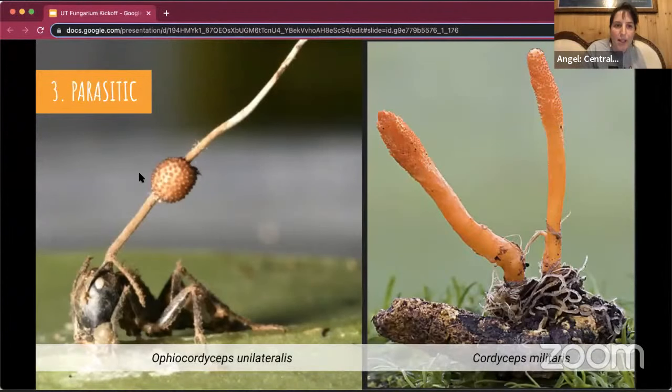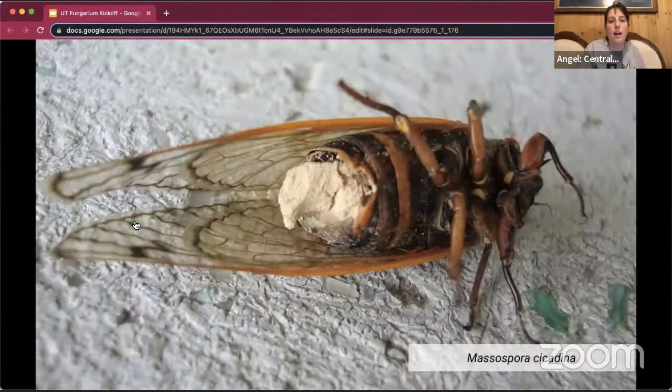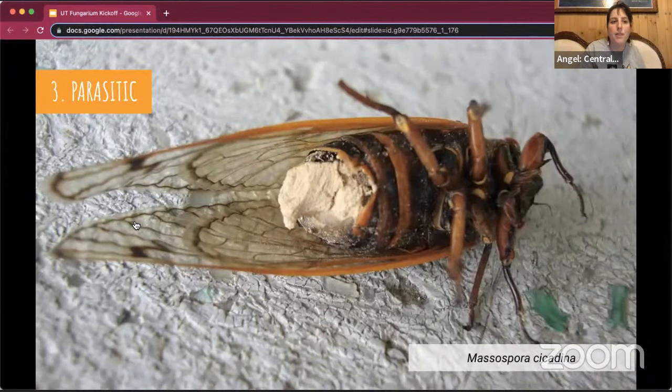And then to the right you see cordyceps, which has become a quite popular medicinal mushroom and can now be cultivated on wheat berries. So here's an example of another species of fungi that's found in the soil and infects periodical cicadas.